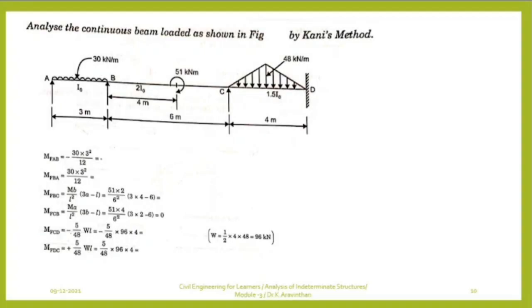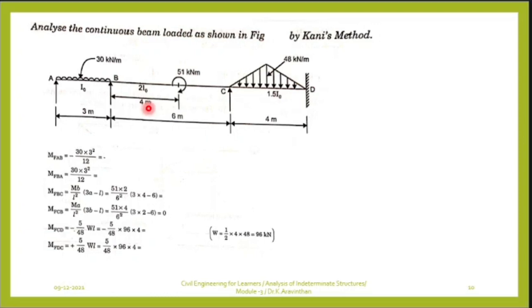Continuous beam by using Kani's method, and you should draw the bending moment diagram. Span B and C has a moment load, and C to D you have a triangular load, and these kinds of problems are encountered now. You can have more than one multiple number of loads. In each and every problem we are giving one load per span, but it might be more than one load at a span.